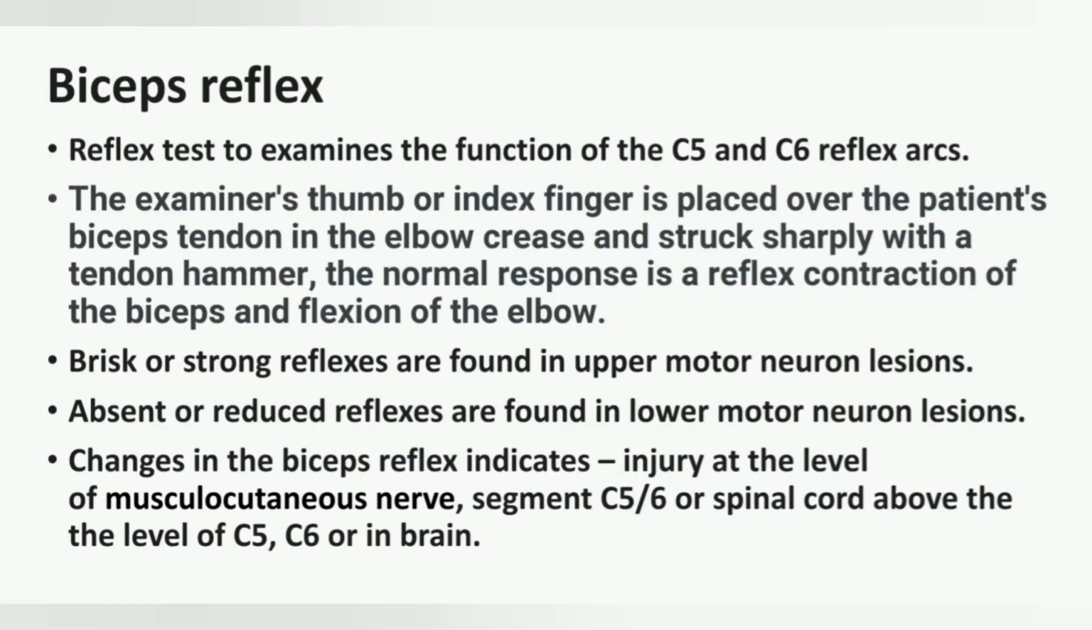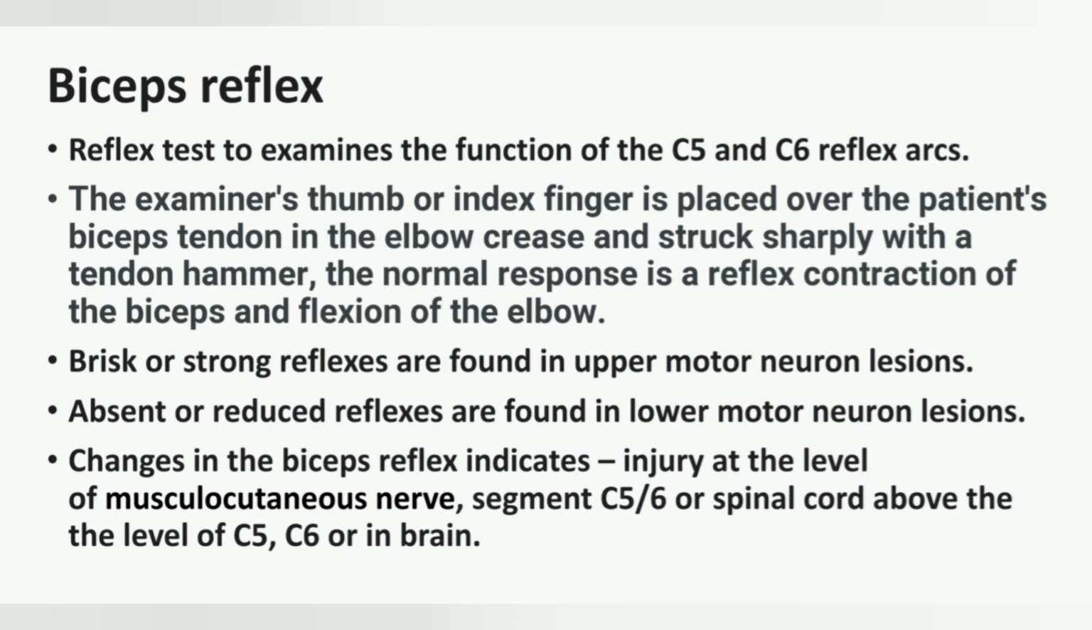Biceps reflex is one of the deep tendon reflexes which is used to examine the functions of C5 and C6 nerve roots. How to elicit biceps reflex? The examiner's thumb is placed over the patient's biceps tendon in the elbow crease and struck sharply with the tendon hammer. The normal response is reflex contraction of the biceps and flexion of the elbow.